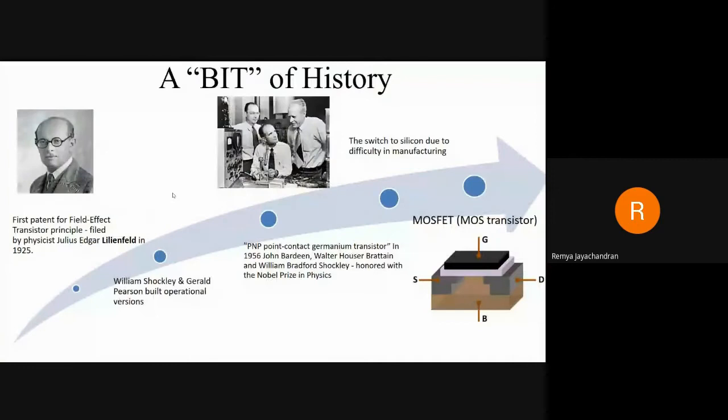The first patent for the field effect transistor principle was filed by physicist Julius Edgar Lilienfeld in 1925. And then William Shockley and Gerald Pearson built the operational versions. And in 1956, Bardeen, Walter Brattain, and William Shockley got the Nobel Prize in Physics for the invention of this PNP point contact germanium transistor. Later, due to the manufacturing difficulty in using germanium, the industry switched to silicon. And then the invention of the MOSFET led to this new technology era.